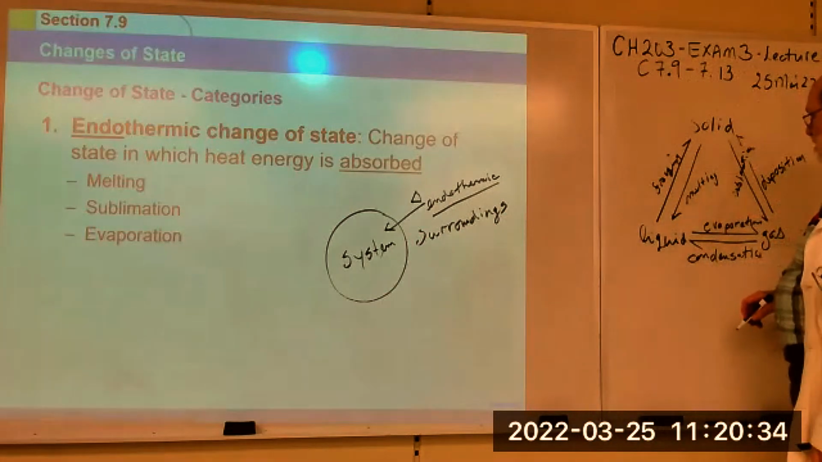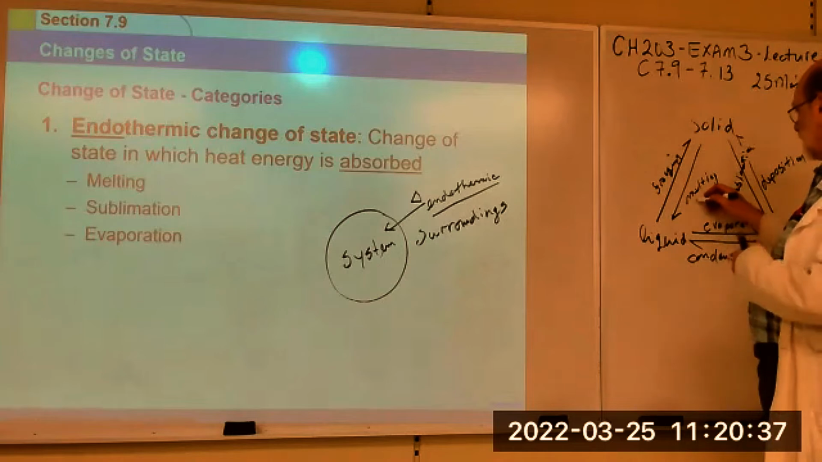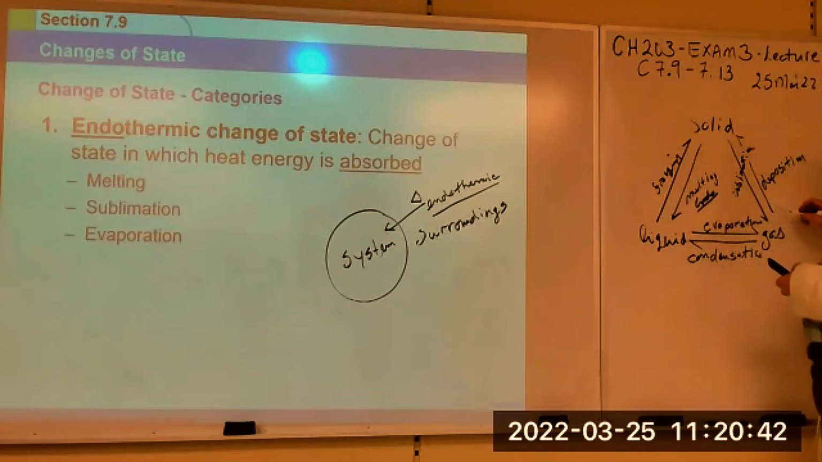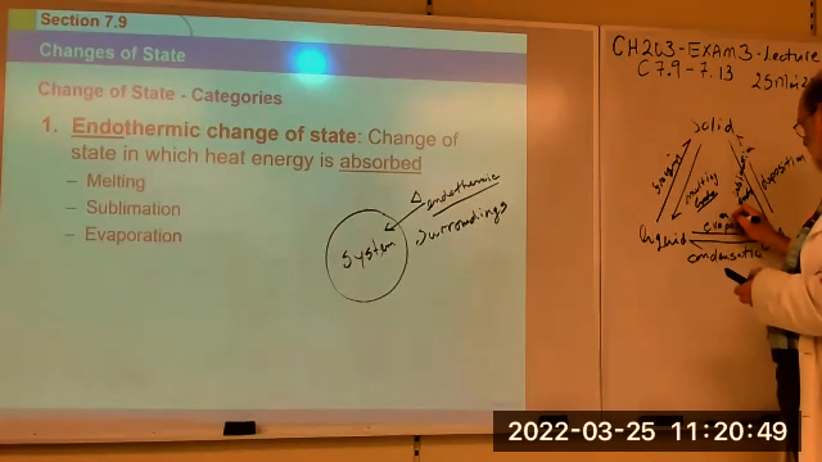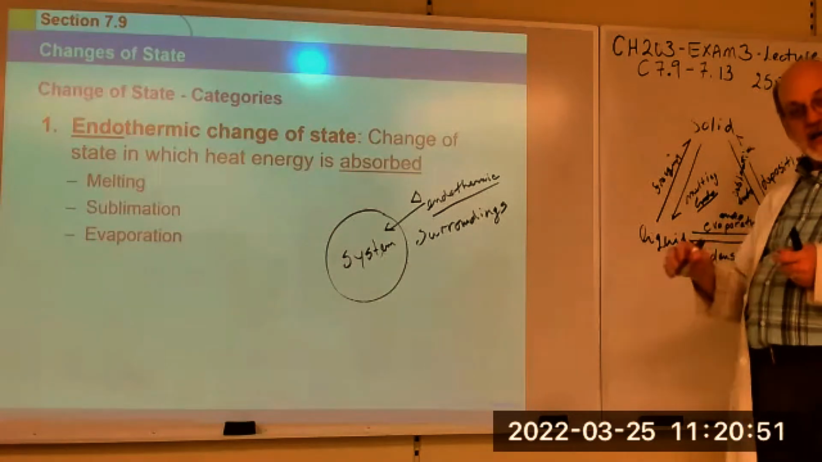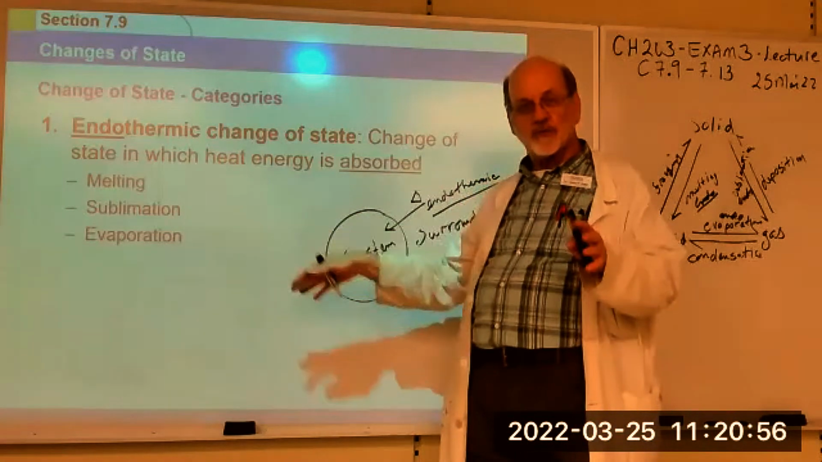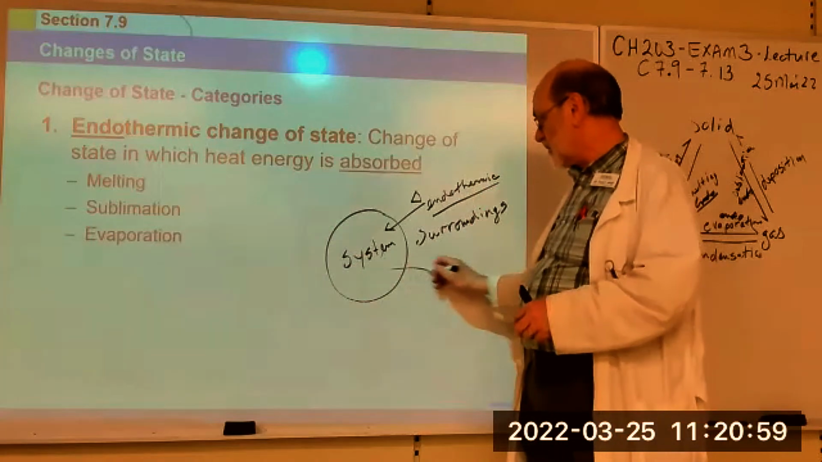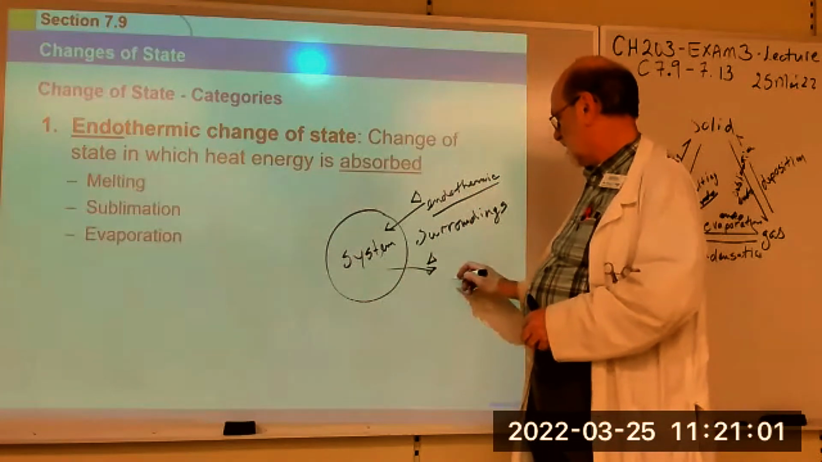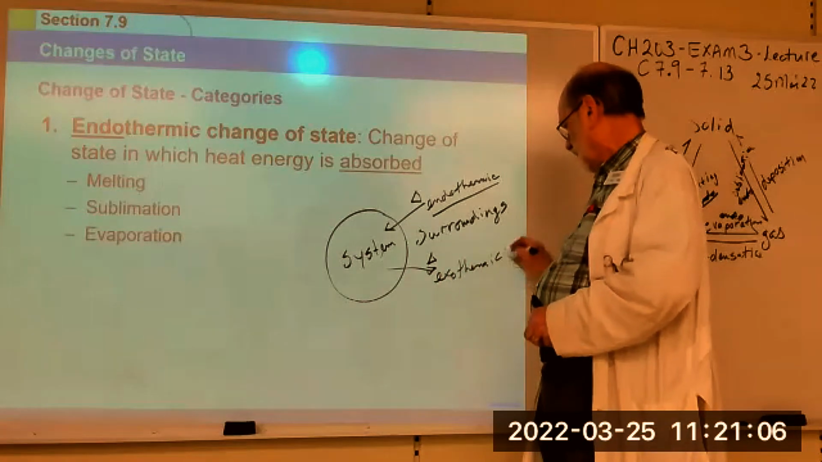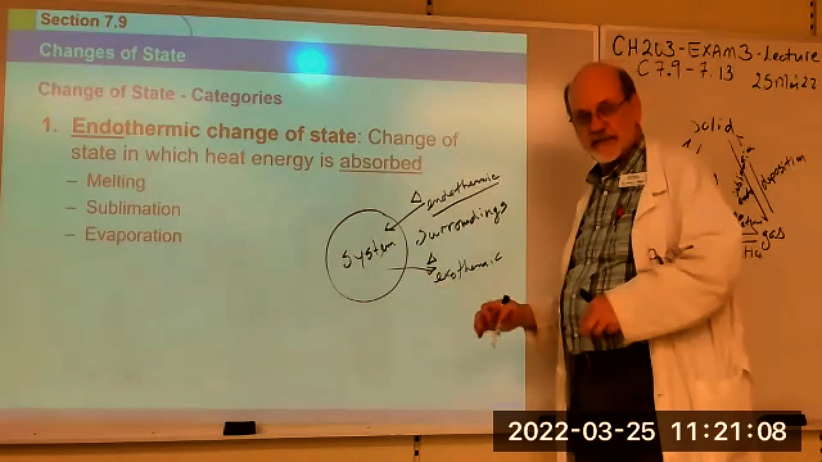Right? So melting is endo, or sublimation is endo, or evaporation is endo. Energy has to be supplied in order to go through these processes. Absorption of energy. If energy goes the other direction, then you have exothermic. Right? Energy is leaving the system.